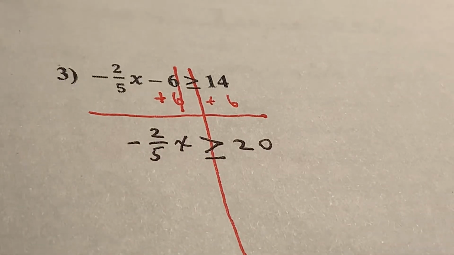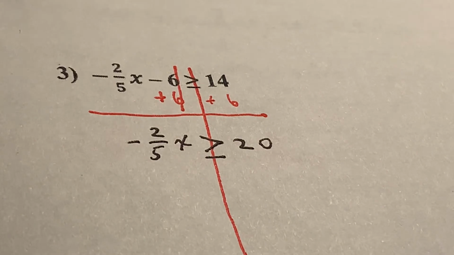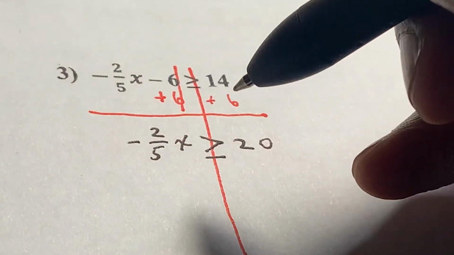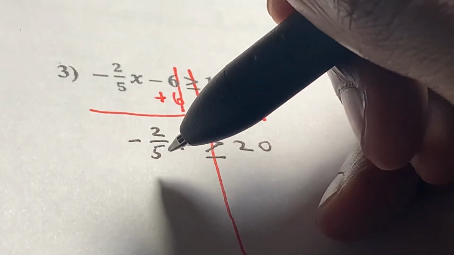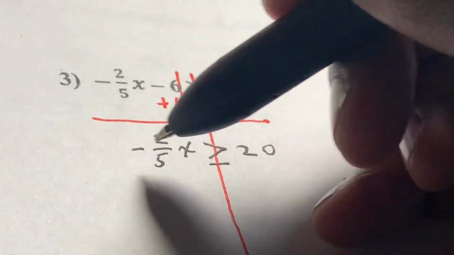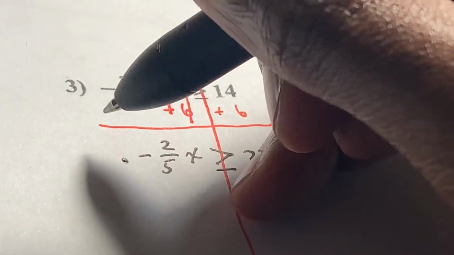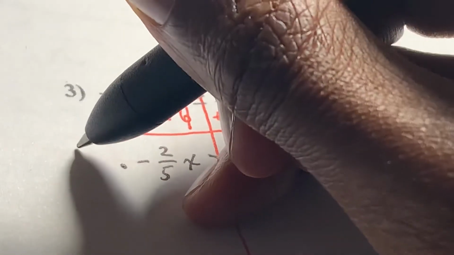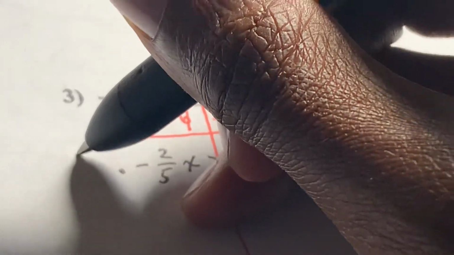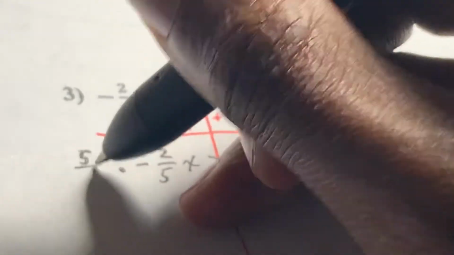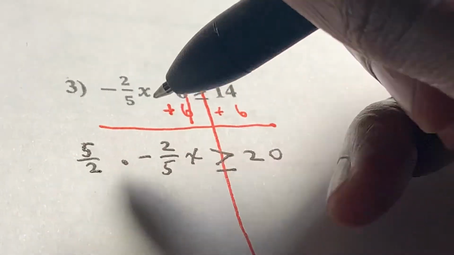But you know what we're going to do? Let's do it the reciprocal way, okay? Let's multiply both sides by the reciprocal. So negative 2/5, I'm going to multiply by the reciprocal, which means I flip the fraction and it becomes what? Very good. It becomes 5/2.